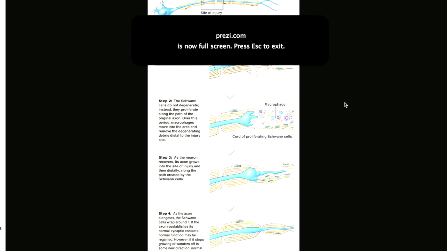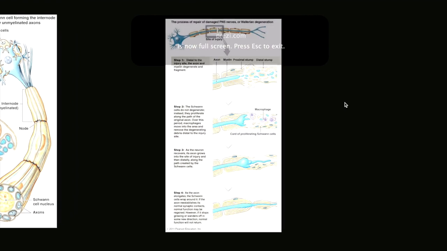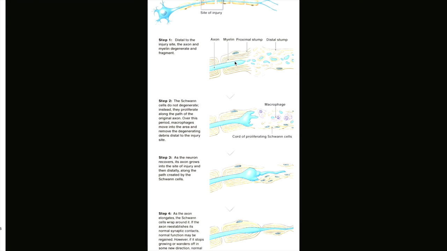So if this neuron here gets damaged or cut somehow, what will happen is the axon and the myelin degenerate distal to the injury, so away from the injury. And then macrophages will come in cleaning the debris. Schwann cells will start to regrow along the original path of the axon. And you can see the macrophages cleaning up the debris.